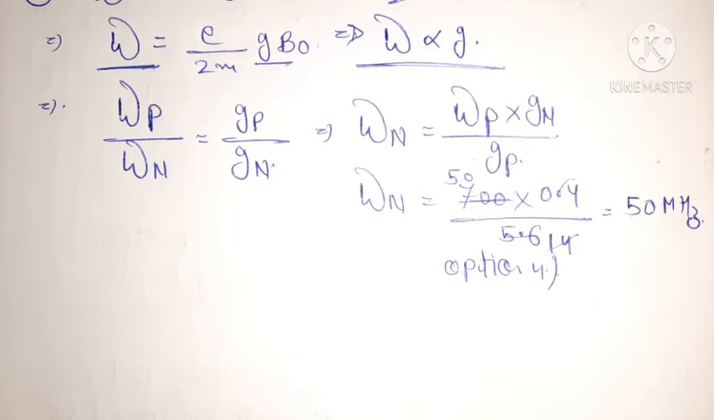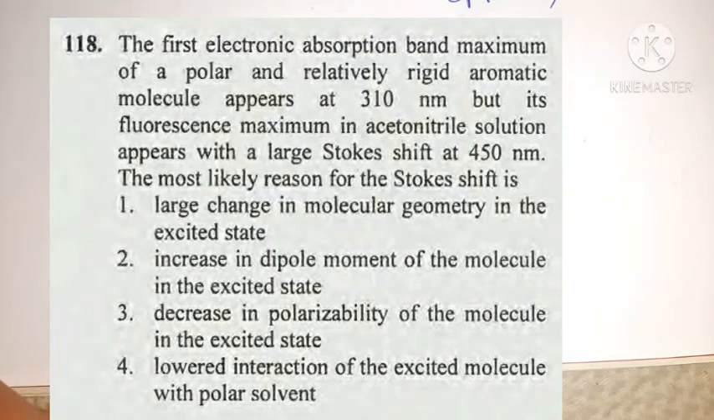Understand? Okay, now we move towards our next question, and see, it says the first electronic absorption band maximum of a polar and relatively rigid aromatic molecule appears at 310 nanometer, but its fluorescence maximum in acetonitrile solution appears with a large Stokes shift at 450 nanometer. The most likely reason for this Stokes shift is, and we have 4 options. This question is coming for 4 marks. So friends, let's do the solution of this question.